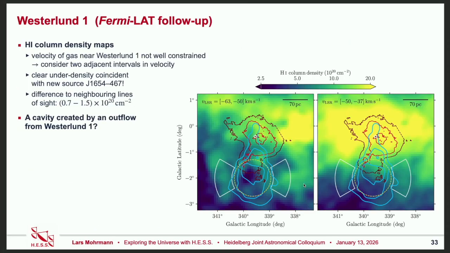And now what we did next was to look at gas maps. This is a little bit difficult to do because it turns out that the velocity of the gas near the star cluster is not well constrained. So that's why we're showing maps in two different velocity intervals that correspond to two different distances to the cluster. In any case, you can see basically what you observe in both of these maps. You can see it a bit better in the left map, that there is an underdensity here where we see that GeV source compared to neighboring lines of sight. And if you compute what the difference is, you end up with something like 0.7 to 1.5 times 10 to the 20 per square centimeter in terms of the H1 column density.